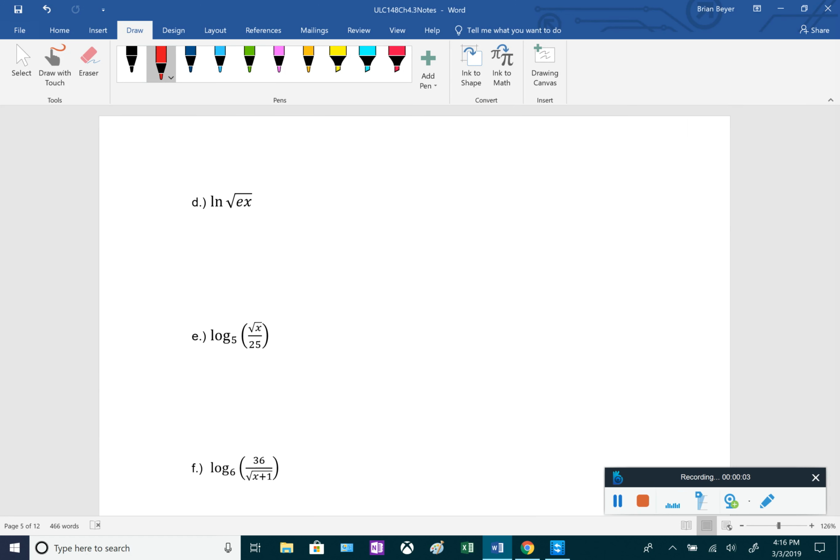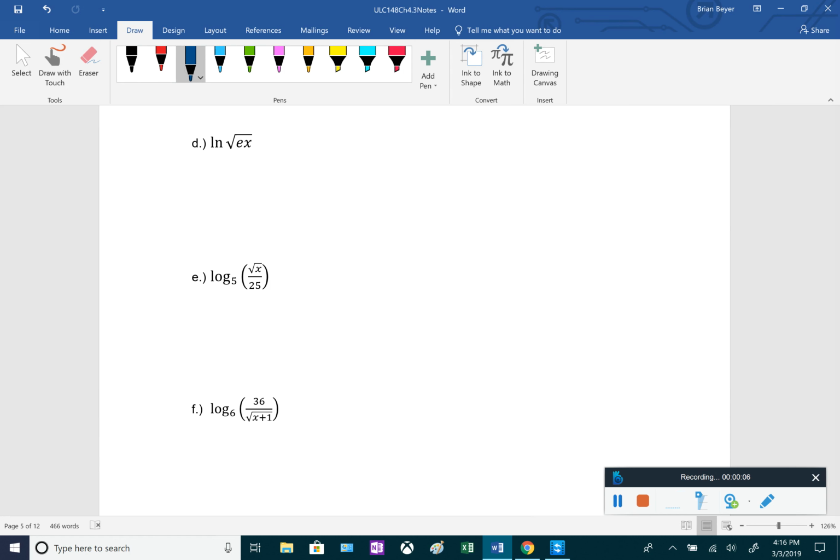And the next one here, we have ln of the square root of ex. So this is going to be the power rule first for this one. So it's going to be ln of ex to the 1/2. So now power rule, that's going to be 1/2 ln of ex. And now we can use the product rule. So it's going to be 1/2, and then parentheses, ln of e plus the ln of x. So that's the product rule.